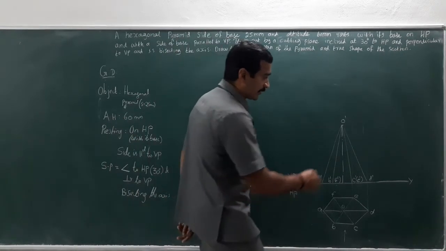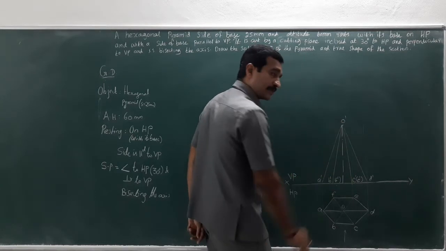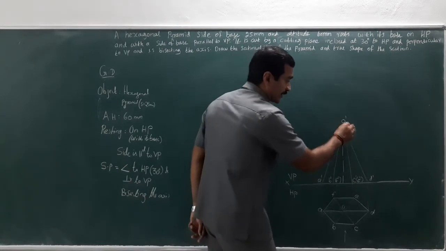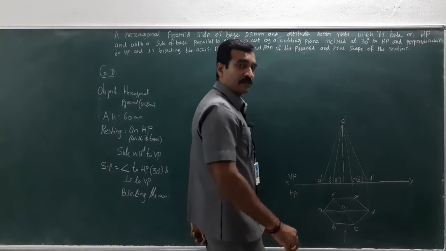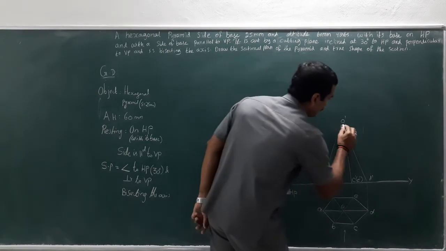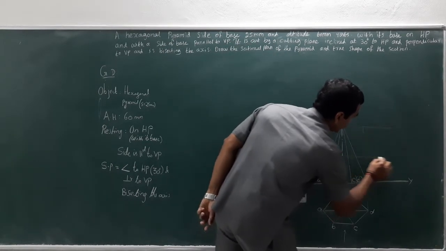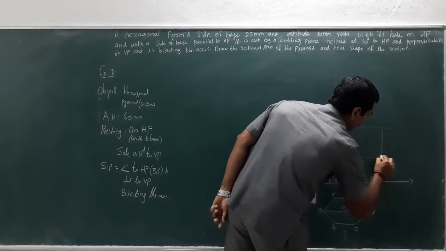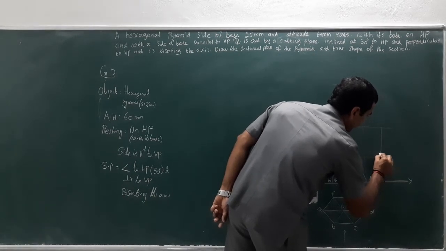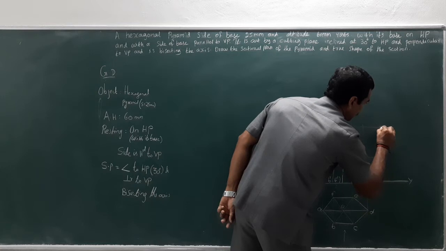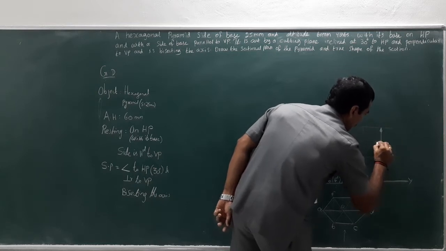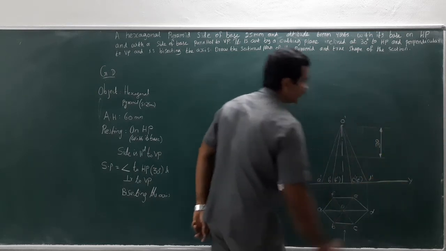Right. So measure the total height of the axis, which is 60. Therefore from the apex take 30, somewhere here. So this could be 30 mm. So bisecting is nothing but dividing that axis into two equal divisions, or in order to find the midpoint of it, 30.